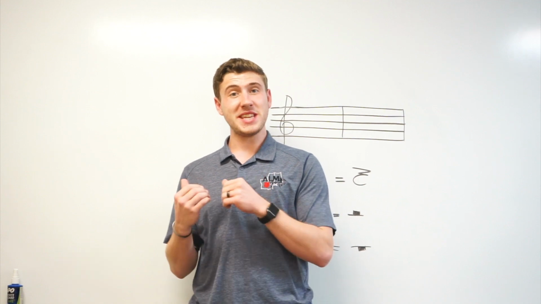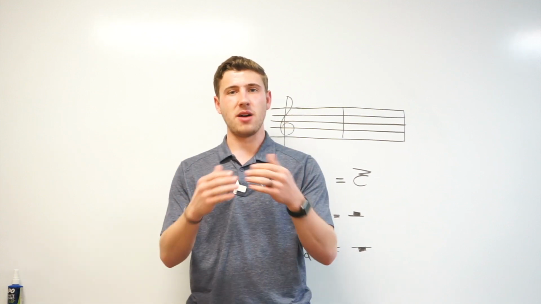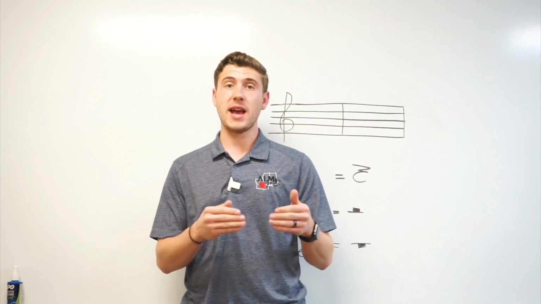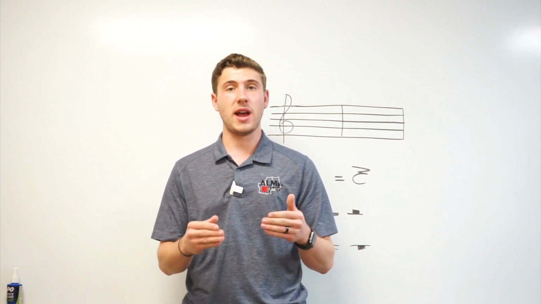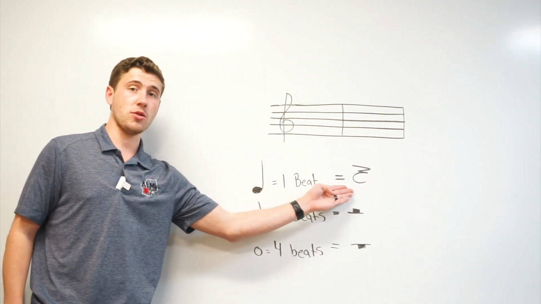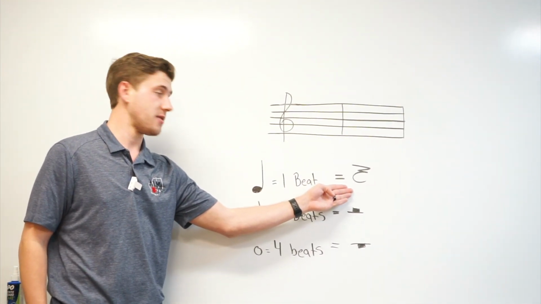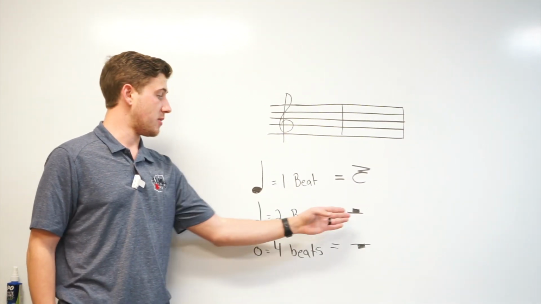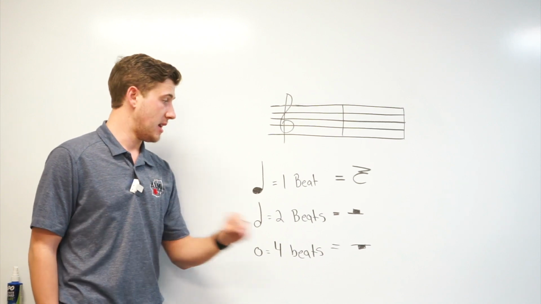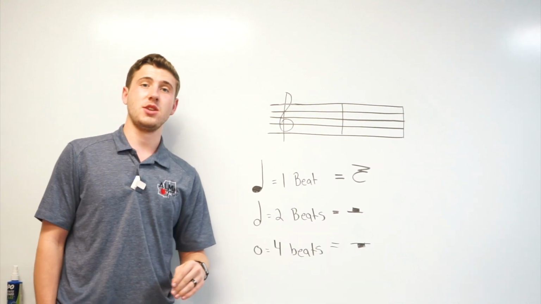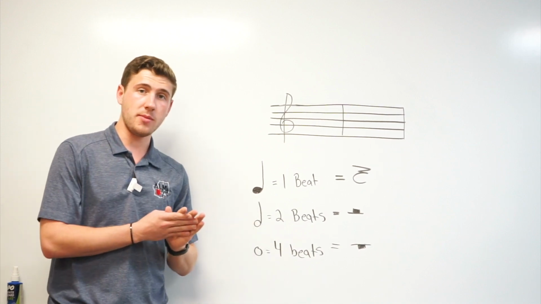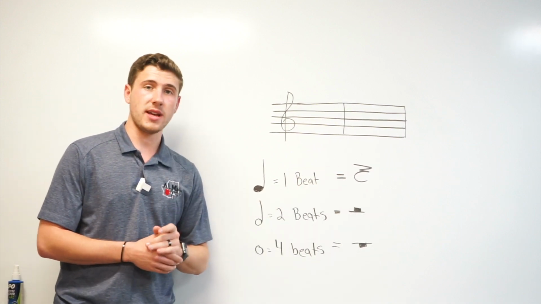Now, when we see those, we would produce a sound on those notes. However, we also have specific rests that show us how long to rest or to not play for. For instance, this would be a quarter rest, which means that you rest for 1 beat. This would be a half rest, meaning that you rest for 2 beats. And this would be a whole rest, meaning that you rest for 4 beats. So just like you play a quarter note for 1 beat, you would rest on a quarter rest for 1 beat.